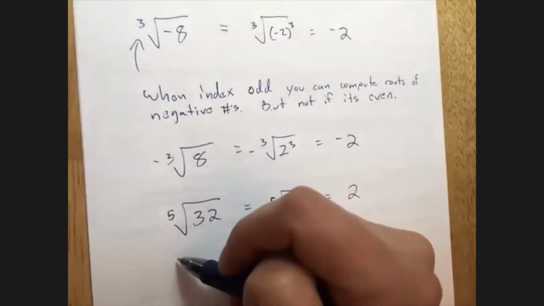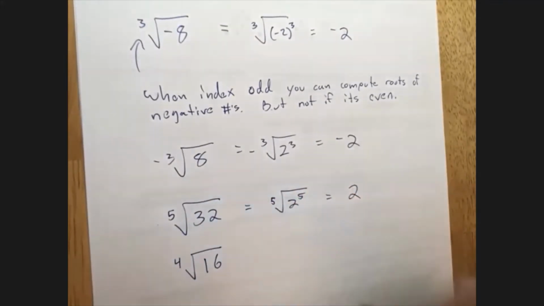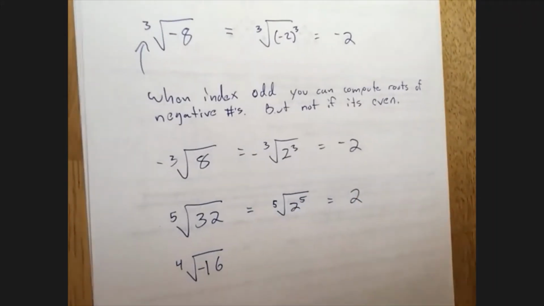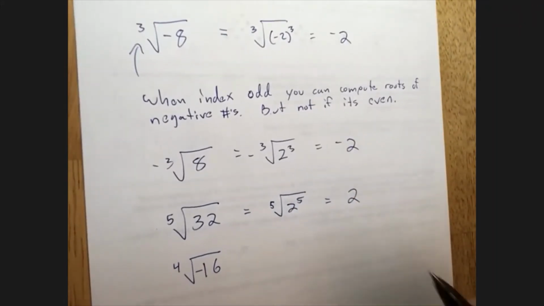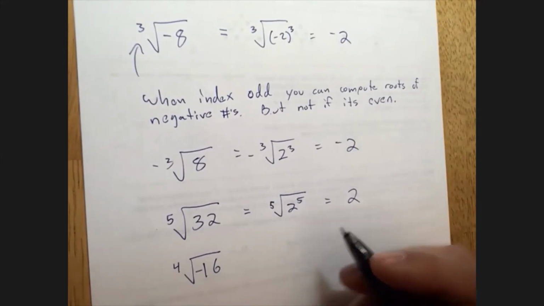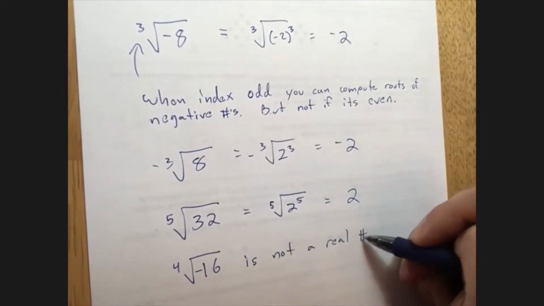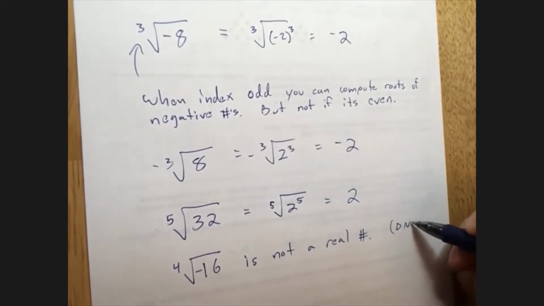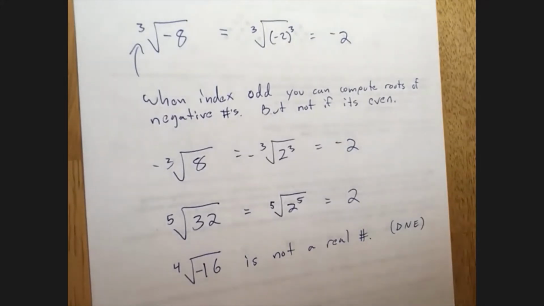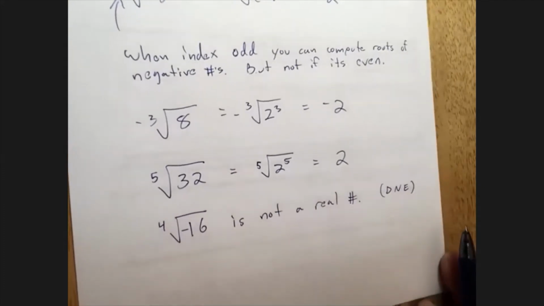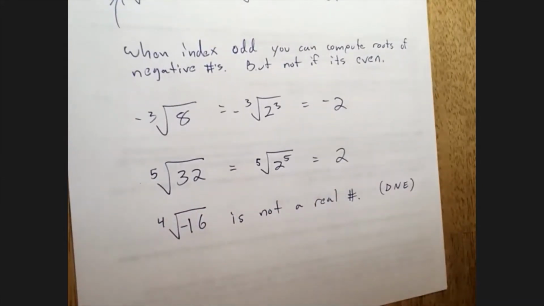And if I asked for the fourth root of 16, actually let's make it negative 16, what would you write? You'd write does not exist or is not a real number. Because we are taking an even root of a negative number, and that doesn't work. That doesn't give a real number answer. So these are roots. Let's see some other things we can do here.